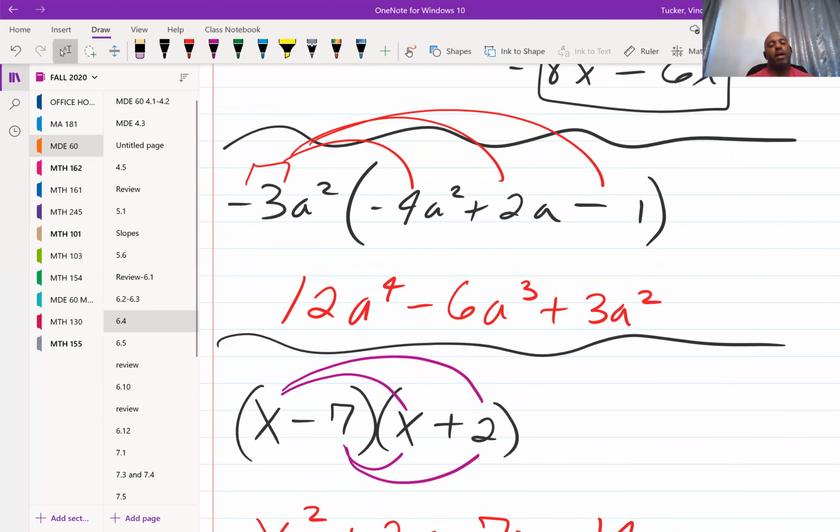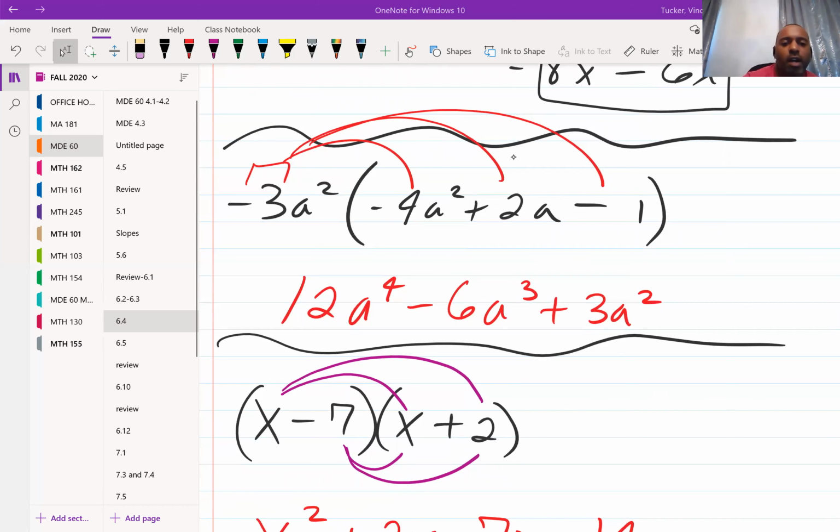So now we have a binomial times a binomial. Oh, somebody had something in the chat. Why is that popping up? Oh, okay, yes. All right, somebody asked something in the chat.